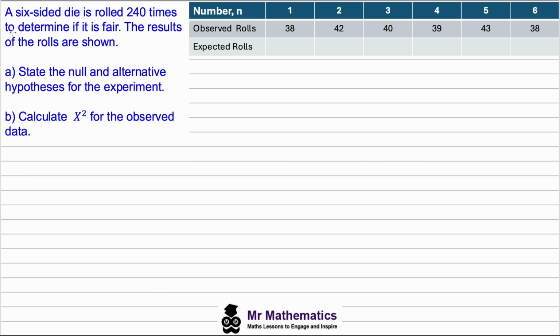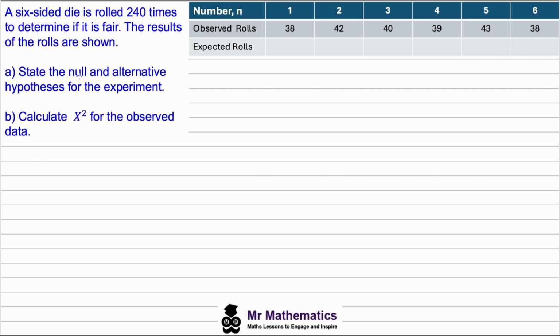So for this question, we're told that a 6-sided die is rolled 240 times to determine if it is fair, and the results are shown in this table. For part A, we've been asked to state the null and the alternative hypotheses for the experiment, and then for part B, to calculate the test statistic for the observed data.